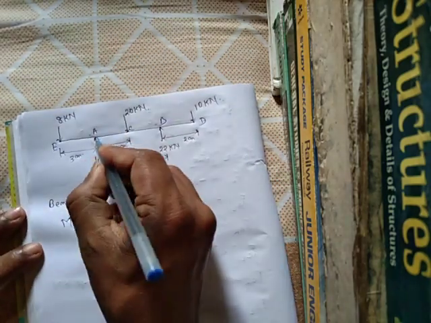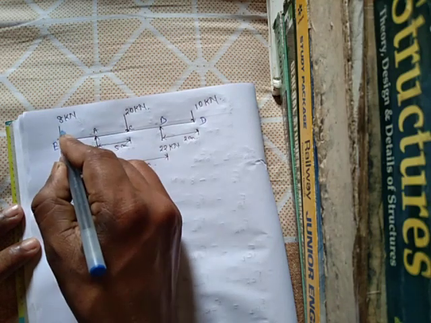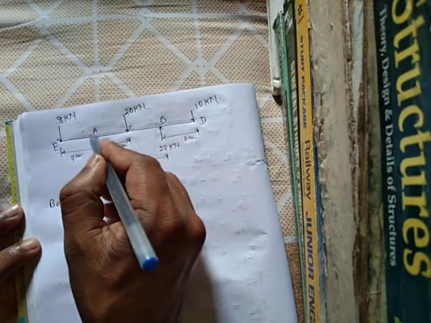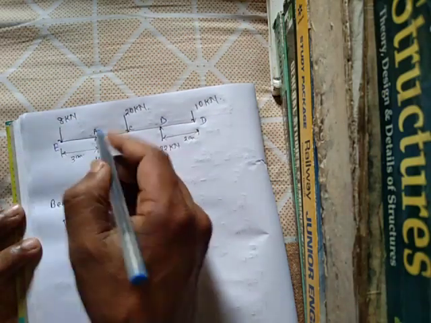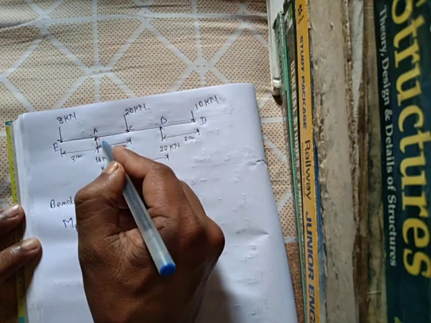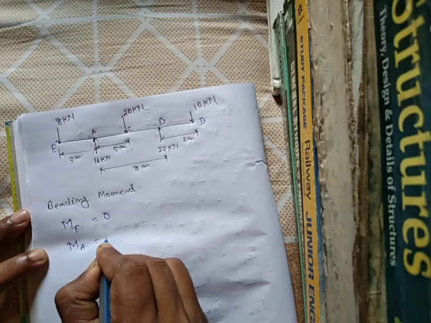Now what will be the bending moment at point A? Only this force acts, and it is anti-clockwise. For the left side portion, anti-clockwise means negative bending moment. So the bending moment at point A will be negative.